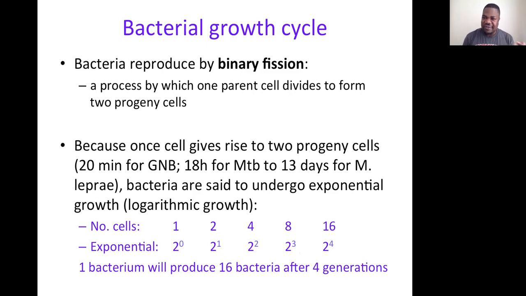Gram-negatives can replicate very fast, every 20 minutes. Mycobacterium tuberculosis, for example, which causes TB, can only replicate every 18 hours. For one cell to give 2 progeny cells, it takes 18 hours for Mycobacterium tuberculosis. And it can take almost 2 weeks, 13 to 14 days, for Mycobacterium leprae to replicate.